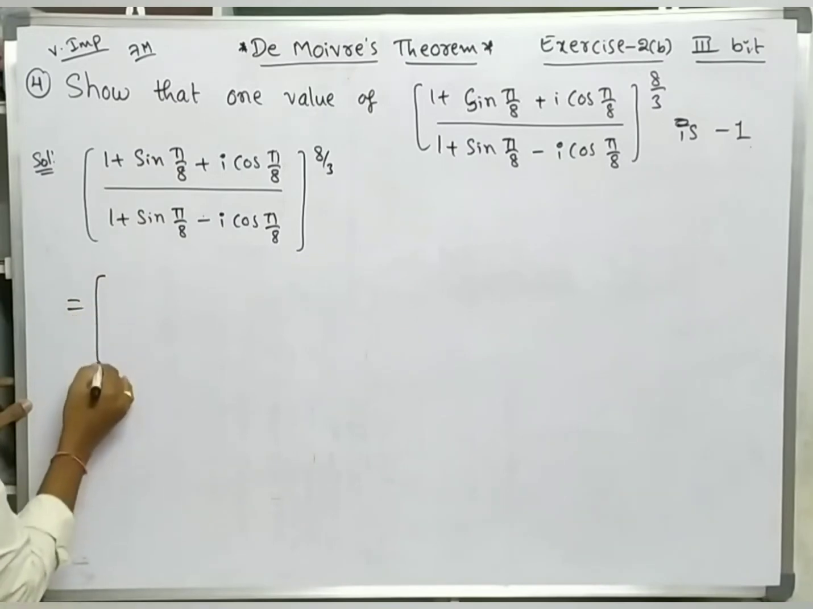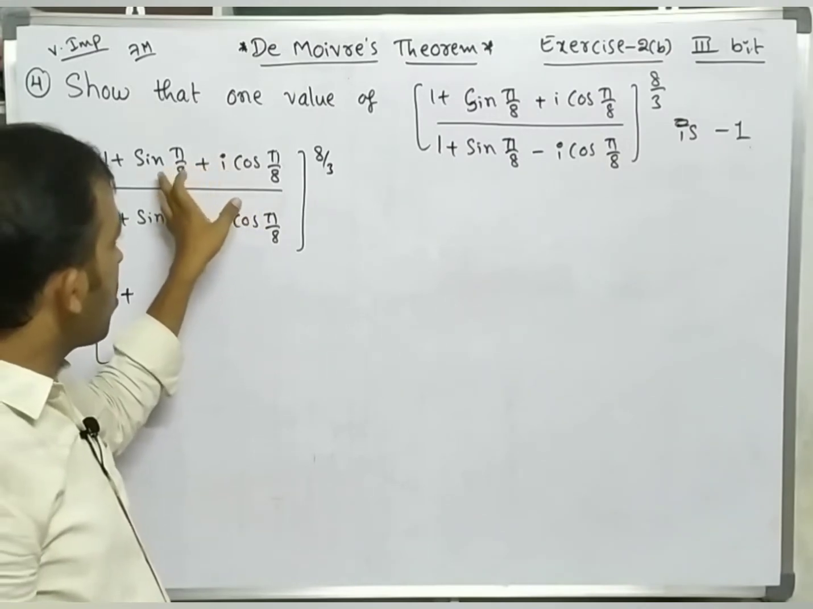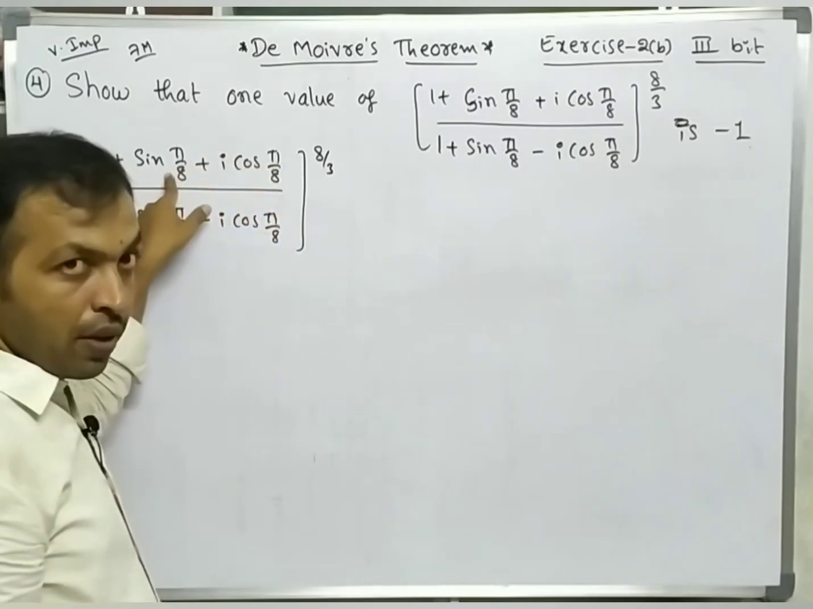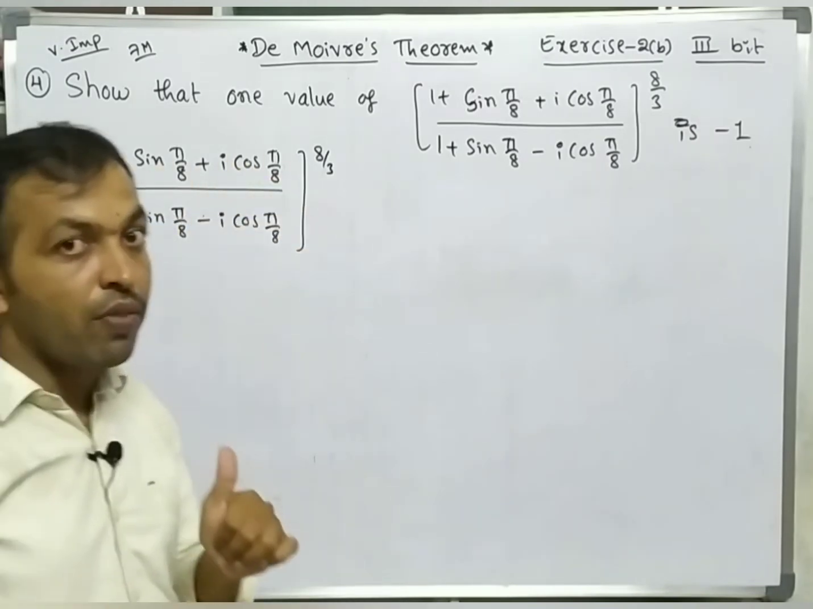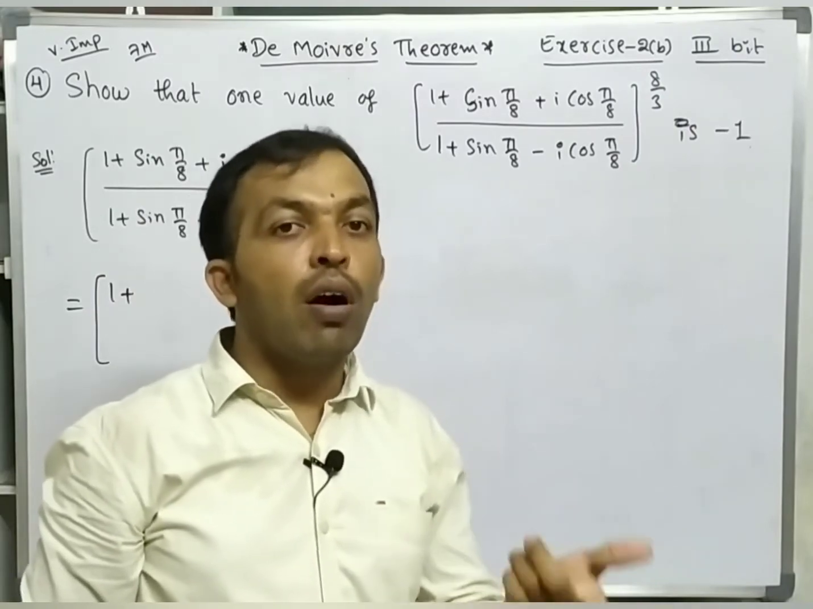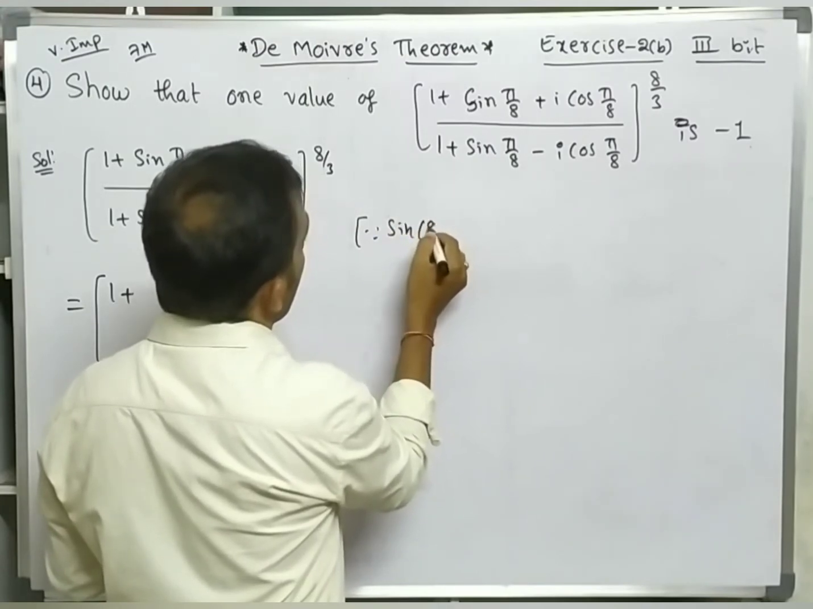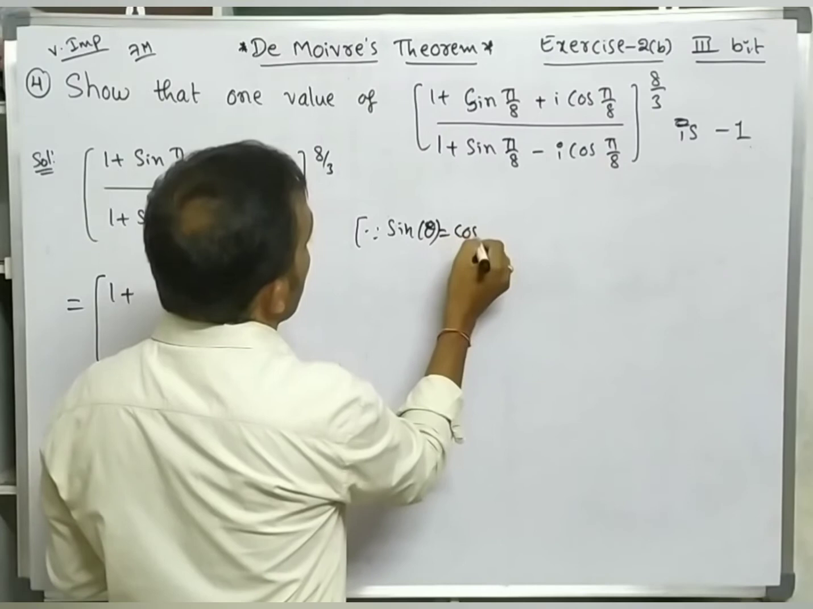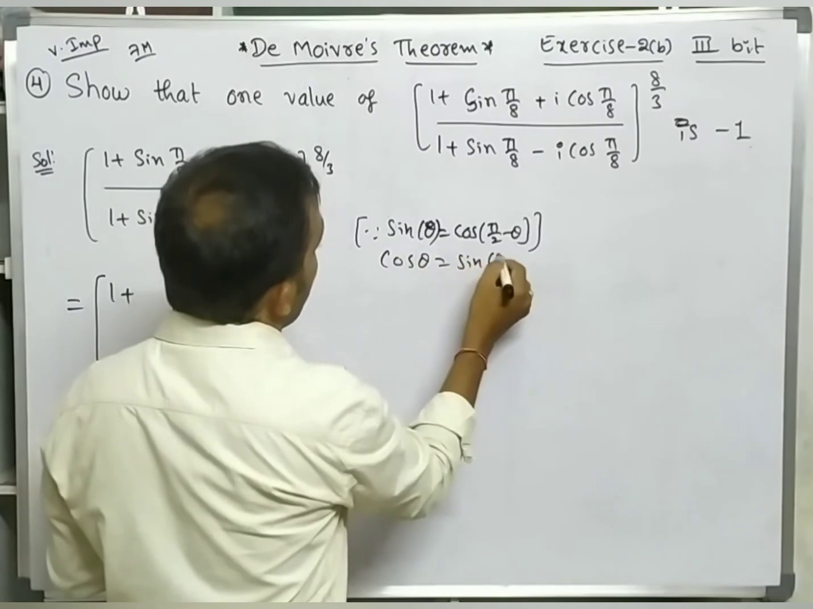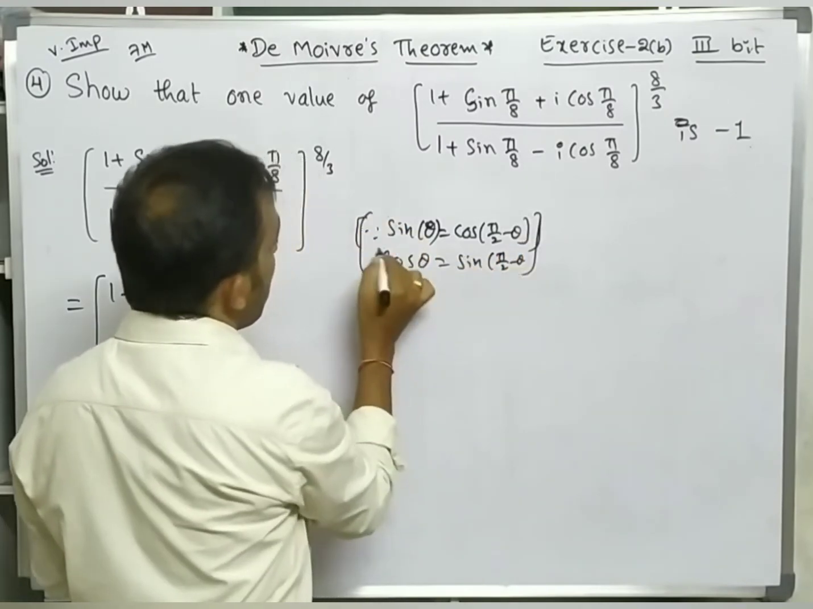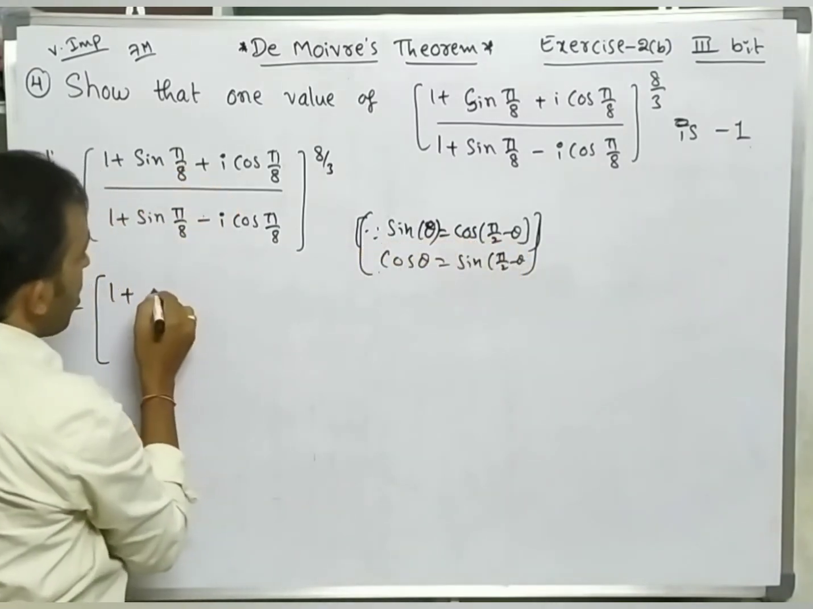Sin pi by 8 can be written as... here I am changing this to cos theta plus i sin theta form. Here we have sin, here we have cos, so write sin as cos and cos as sin. How can we write it? Sin theta is equal to cos of 90 minus theta, and cos theta can be written as sin of 90 minus theta. Okay, so this is an important step, right? So sin theta can be written as cos of 90 minus theta.